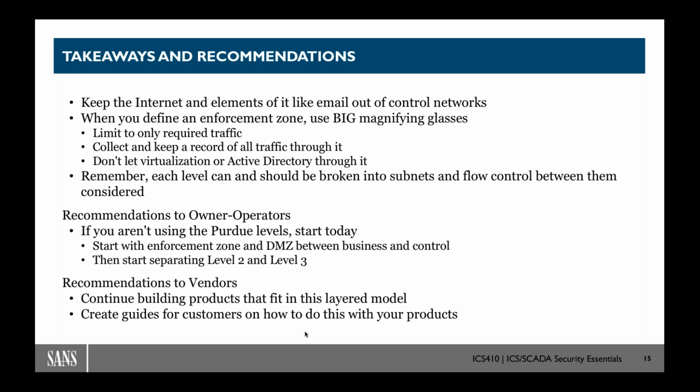We recommend first starting with that enforcement zone, building a demilitarized zone between the control network and the business networks. Once you're there, then start separating level 2 from level 3 and having a smaller, less intrusive enforcement zone between level 2 and level 3, at least so we can have a second place for visibility and a second place to possibly island in worst case scenarios of compromise of level 3.